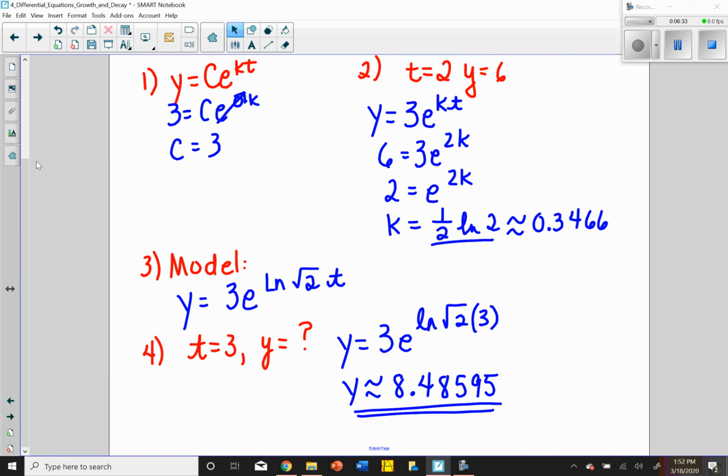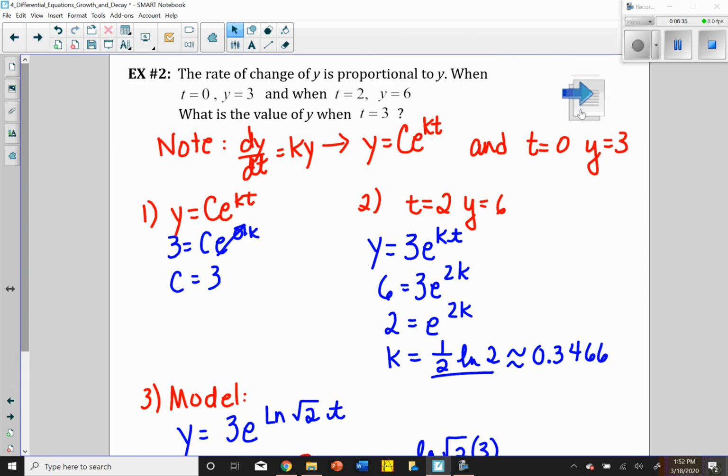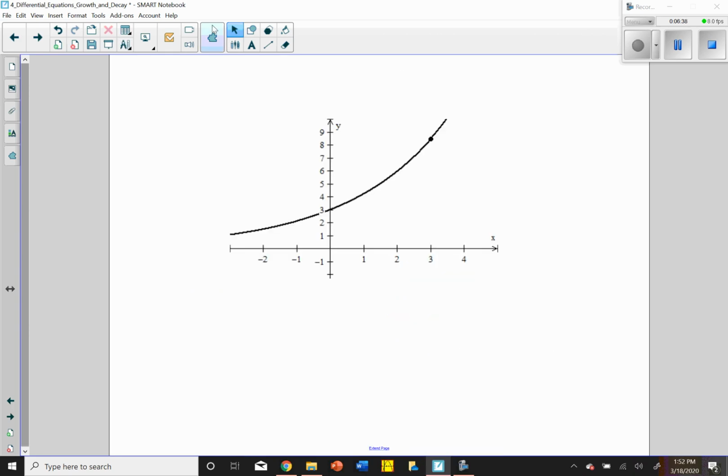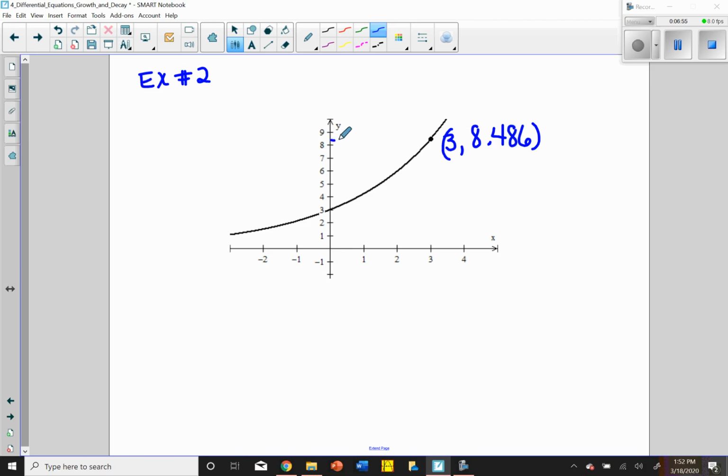And just to check that we've done that correctly, I've got the graph here. So graphically, on example 2, when x is 3, y is 8.486, and you can tell it's very, very close to 8.486. So we can verify that both algebraically and graphically.